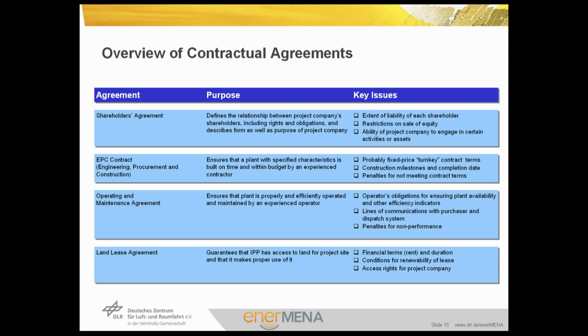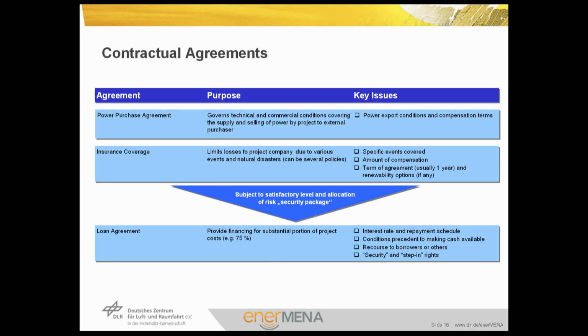It includes also conditions for the renewability of lease and, as mentioned before, the access rights for the project company. The power purchase agreement governs technical and commercial conditions covering the selling of power by the project to an external purchaser and the supply of power, for example, low voltage or medium voltage supply. For startup, you must have some supply options from the national grid or another plant nearby.